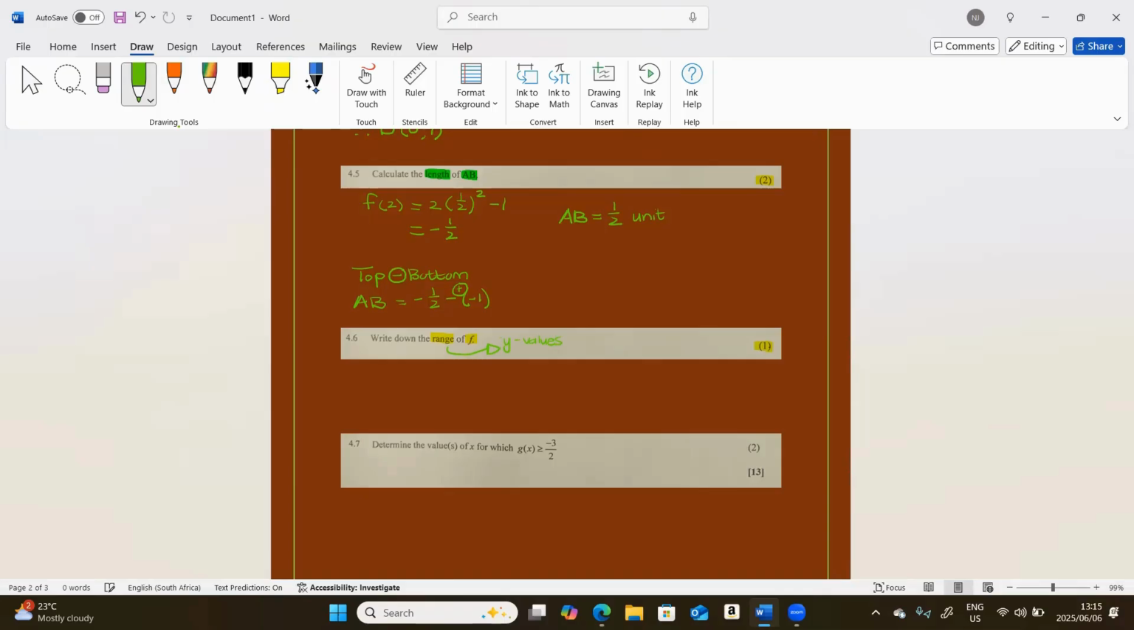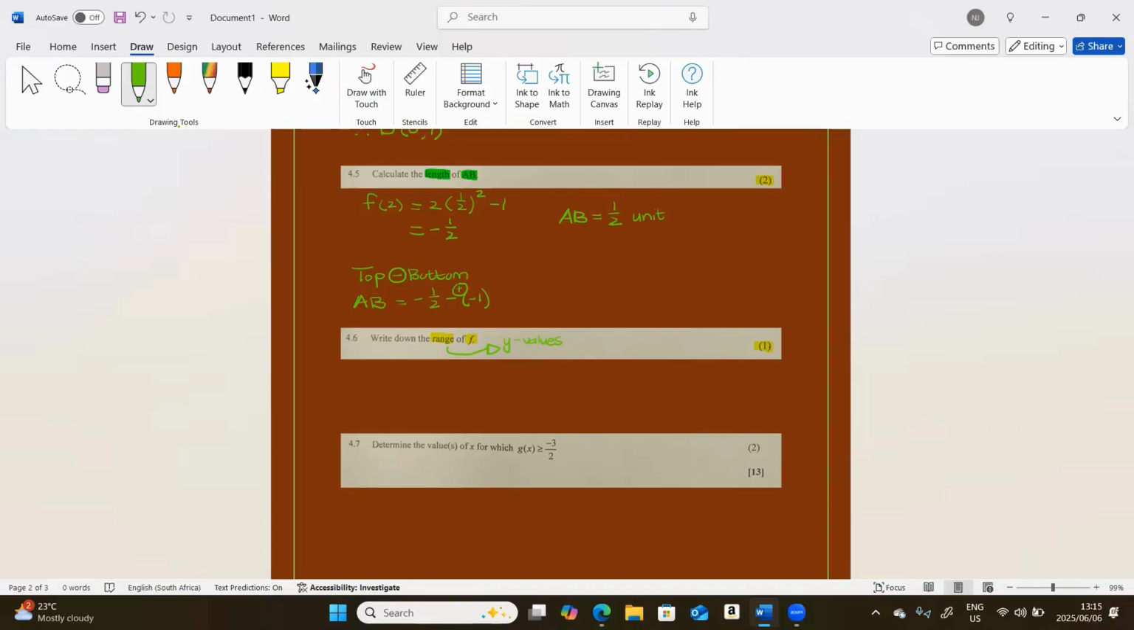Okay, so it's the y values. So you have to ask yourself, for which y values does my function exist? That is the one thing that you have to ask. So for range, you ask yourself, for which y values does my function exist? And for domain, you ask for which x values does my function exist? Okay. All right, so let's move on then.